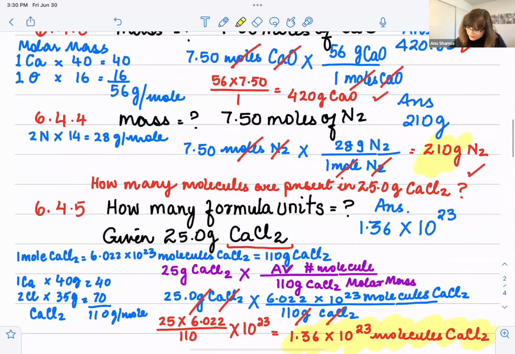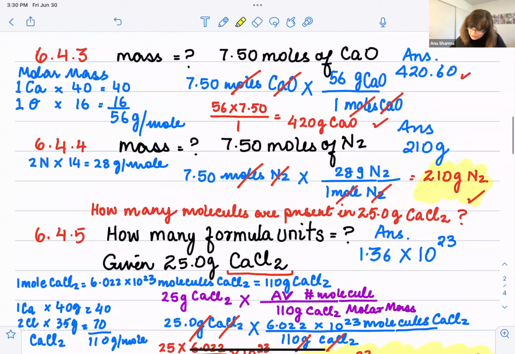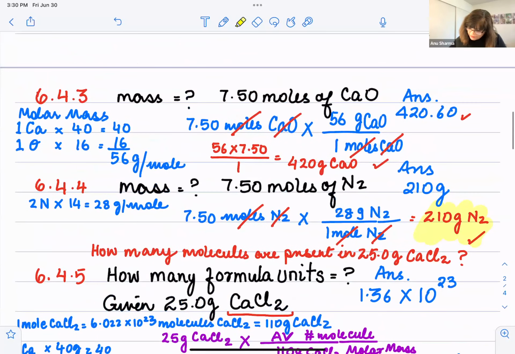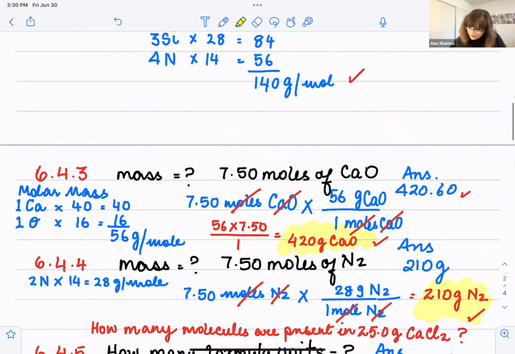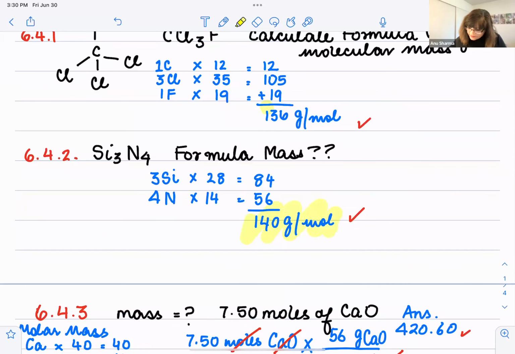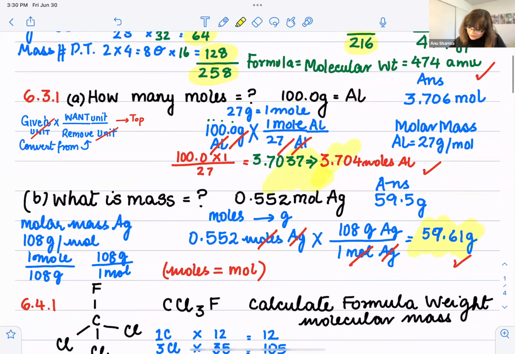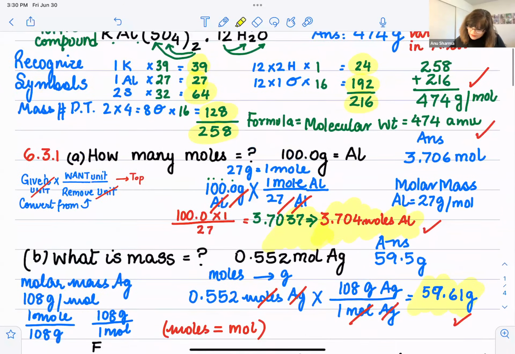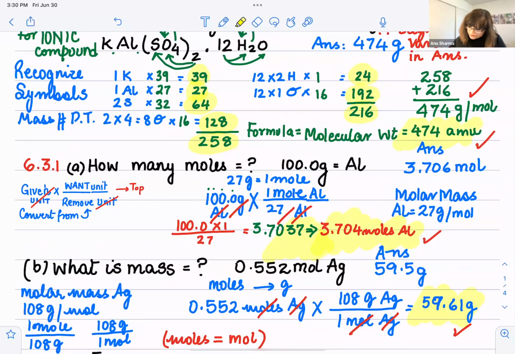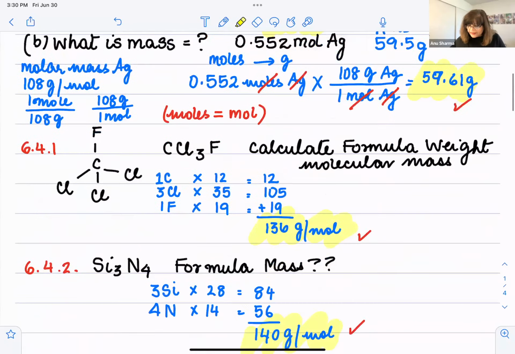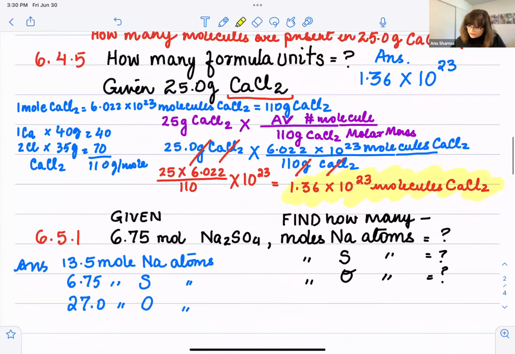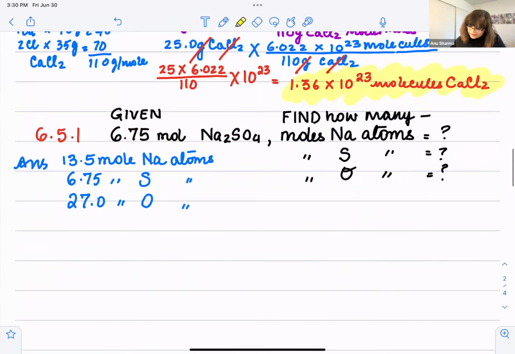Let me highlight all the answers here. 210 nitrogen. And then here we have 420 grams of calcium oxide. We have 140 grams, 136 grams per mole. This one is 59.61. And this one is 3704 moles. And the first one is 4. So all the answers are highlighted now in yellow. Okay, so that's the answer.